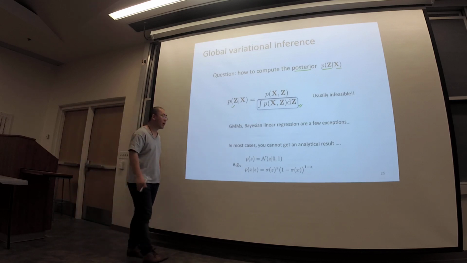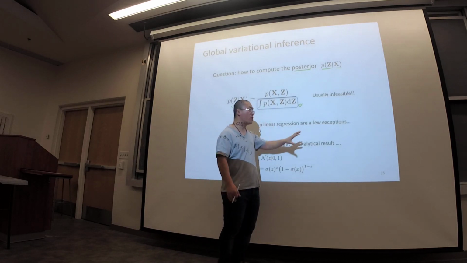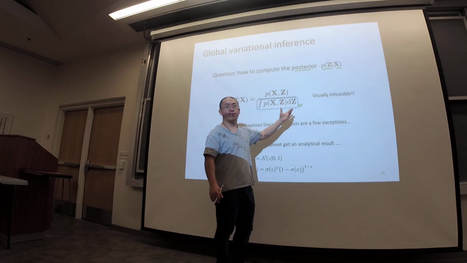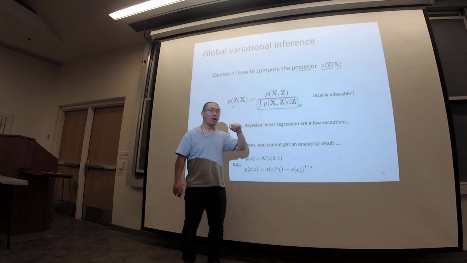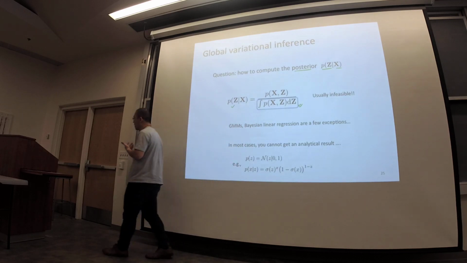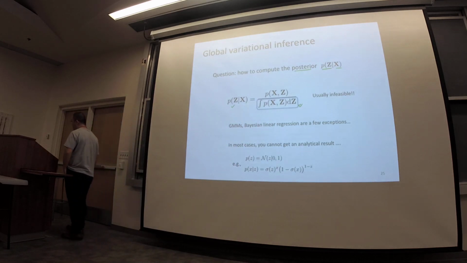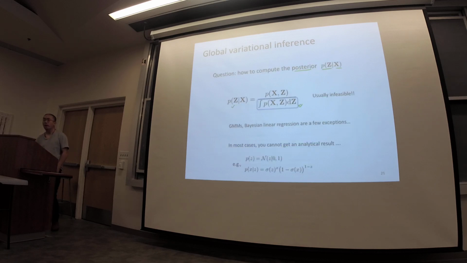So the examples I have seen so far, like Gaussian mixture model and Bayesian linear regression, are just a few exceptions. Such exceptions also include the conjugate prior, right? If the prior of Z given theta is conjugate to the likelihood of P of X given Z, well, you don't need to do this.